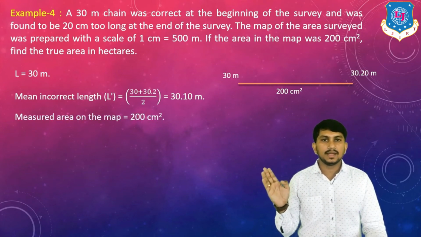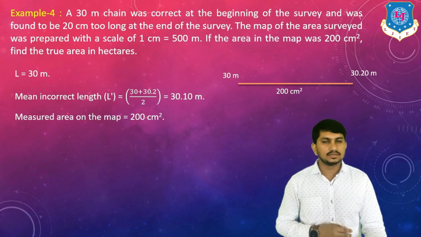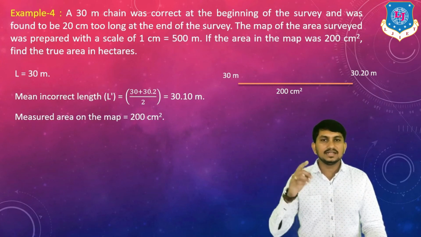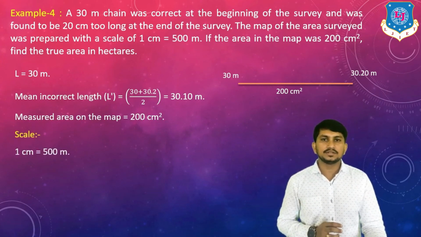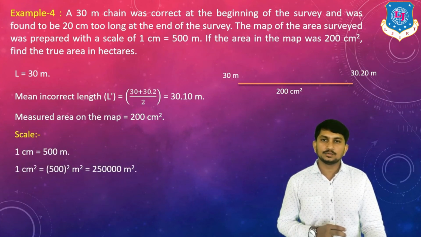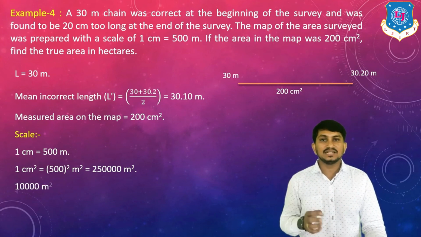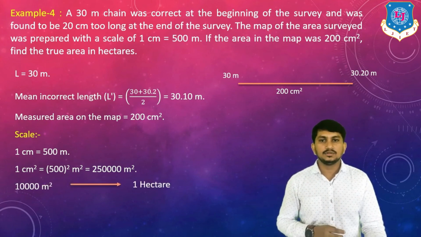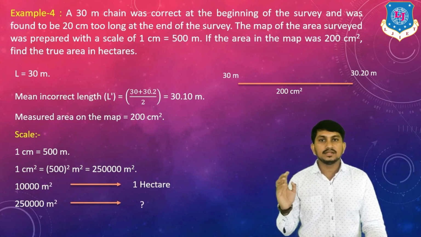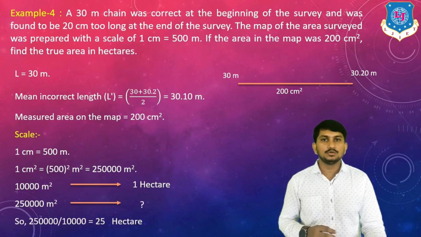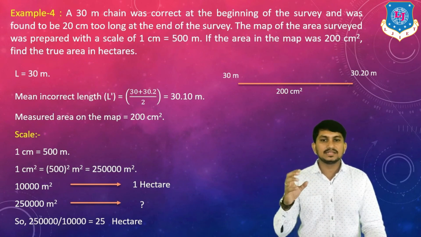The measured area on the map is equal to 200 centimeters square. Here one scale is given, 1 centimeter is equal to 500 meters. If we convert it into centimeter square, 1 centimeter square is equal to 500 meters squared, which is 2,50,000 meters square. If we convert it into hectare, 10,000 meters square is equal to 1 hectare. So 2,50,000 meters square is equal to how many hectares? It is about 25 hectares. So 1 centimeter square is equal to 25 hectares.